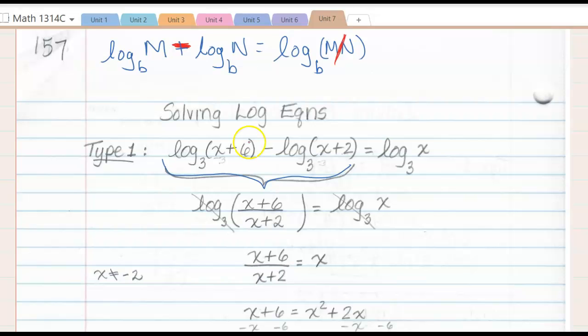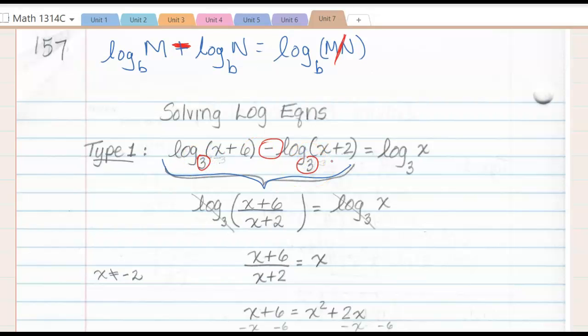So that's the one we have. We have a minus sign between our two logs, so we're going to combine those two logs to become the log base 3 of the quotient x plus 6 divided by x plus 2. Notice this only works if you have the same base.